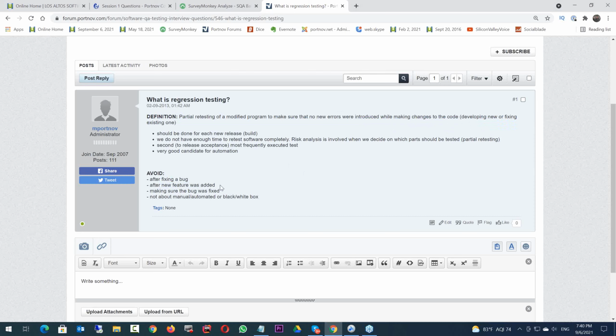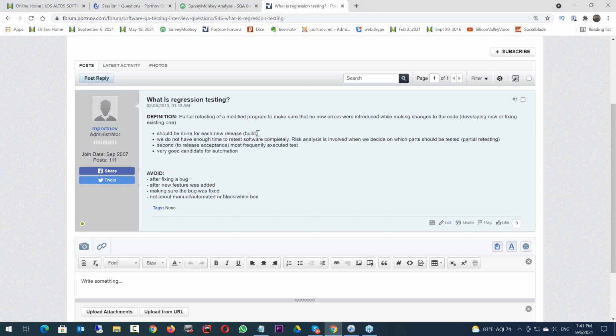Making sure the bug was fixed. It's a different type of testing. It's not regression. And it is not about manual or automated or black box or white box. So you cannot say regression is a black box and whatever. You cannot say it is a manual and whatever. It could be manual or automated. It could be black box or white box and so on. So those are typical mistakes to avoid. But what is the elaboration? It should be done for each new release.